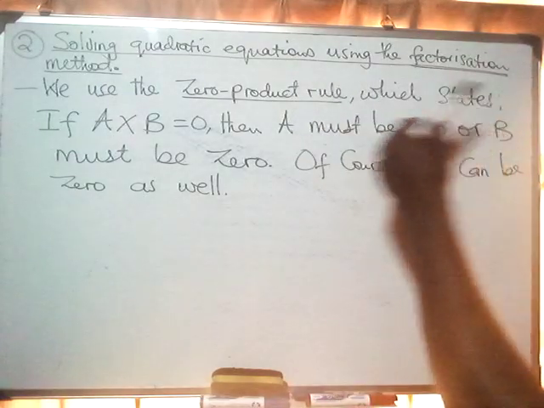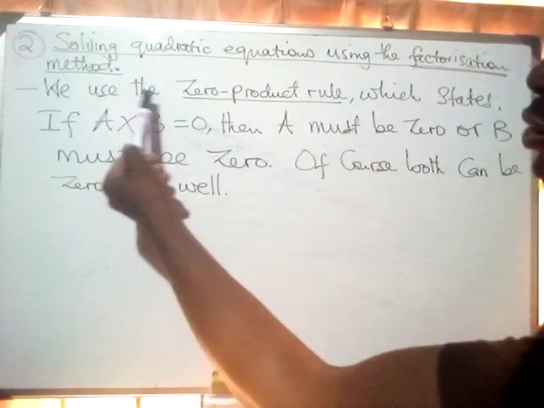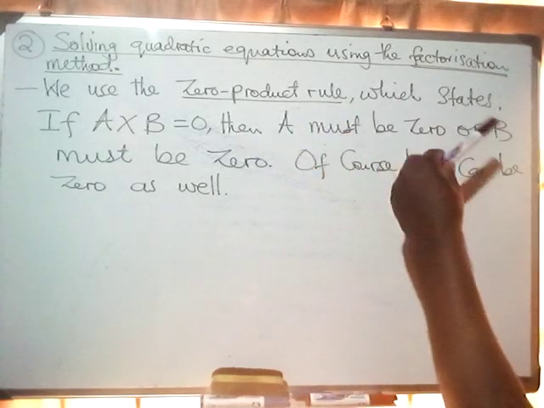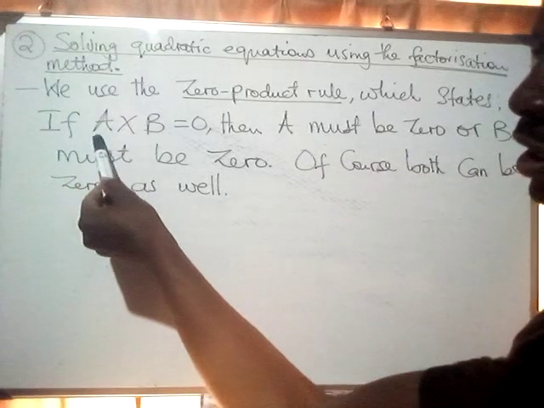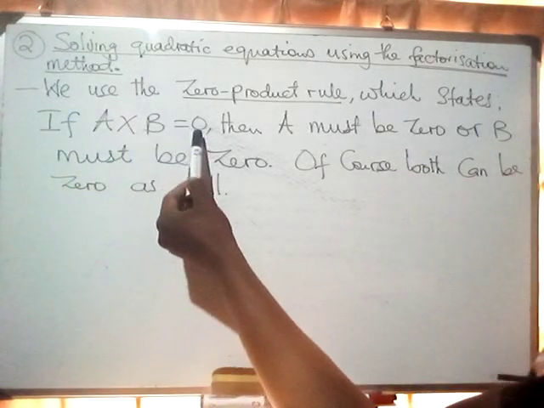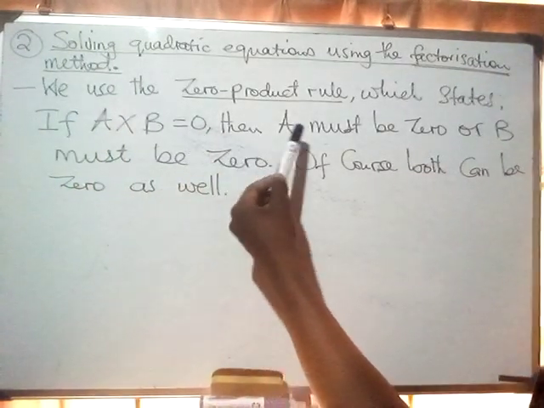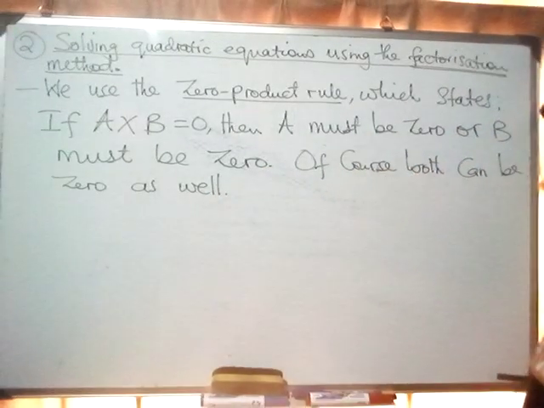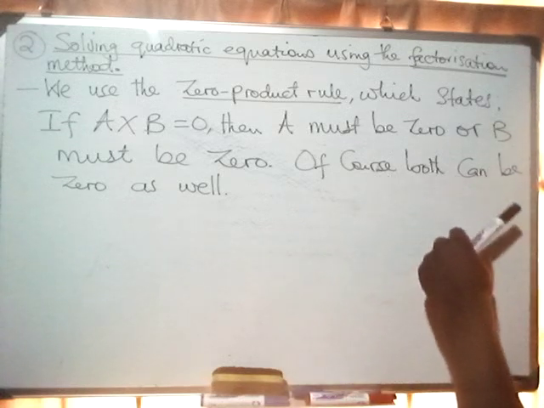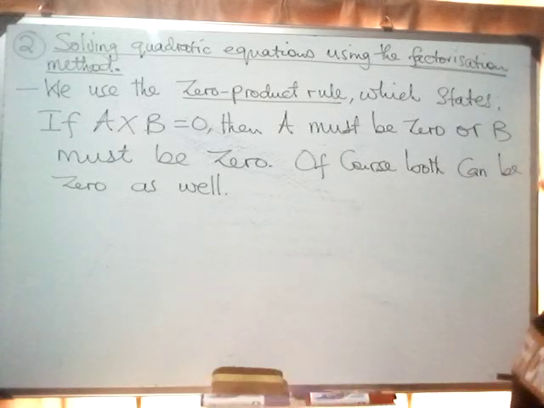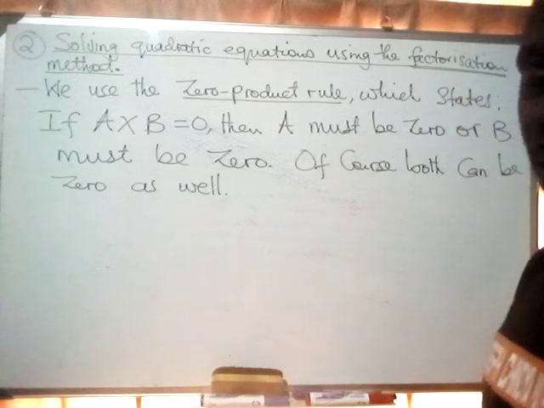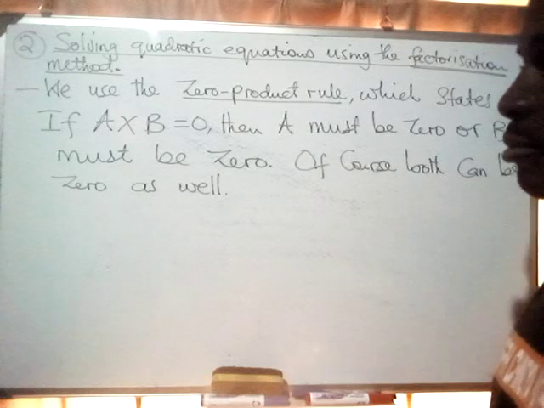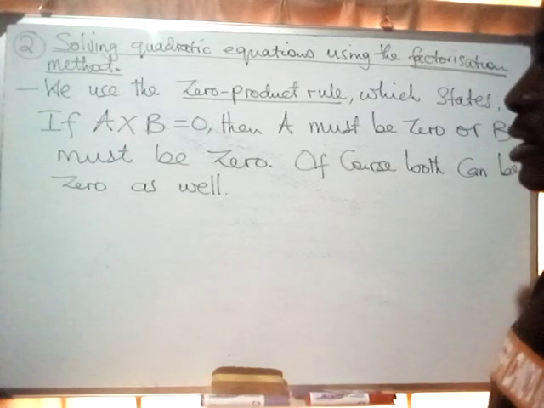Under the factorization method, we use the zero product rule. The zero product rule states that if A multiplied by B is equal to 0, this means that A must be 0 or B must be 0. Of course, both can be zeros as well. So we are going to use the zero product rule.